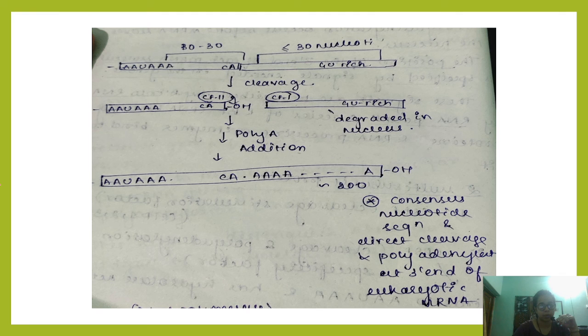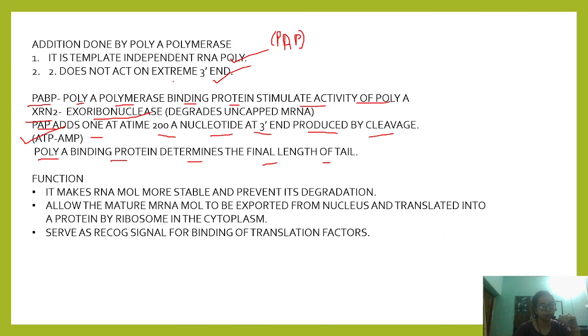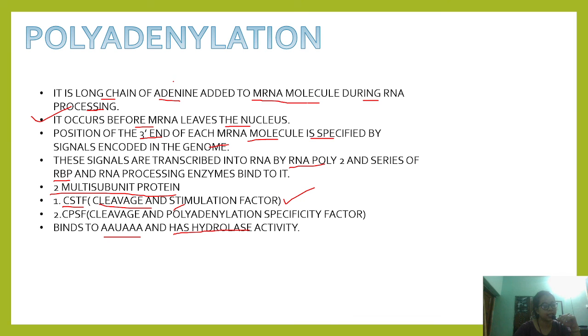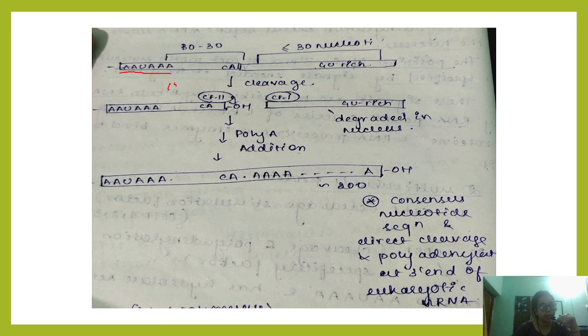Okay, let's see the process. So first what happens, this is a sequence, this is very important, the AAUAAA sequence. Okay, and this is a 10 to 30 nucleotide base sequence, and this is a GU rich sequence which is known as a consensus sequence, which will direct the cleavage process. Okay, so what happens, certain cleavage factors CF2, CF1 as well as CSTF and CPSF, these two, will also bind to it, and the cleavage will take place here at this end, and the polyadenylation tail will be added, up to 200 nucleotides will be added to it.